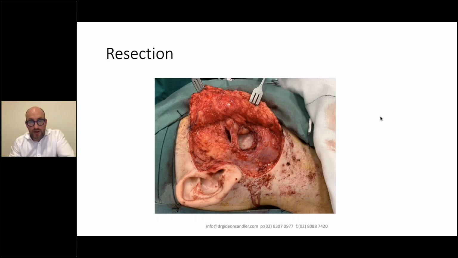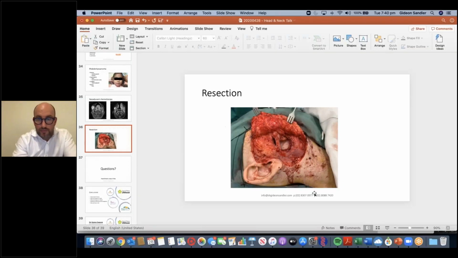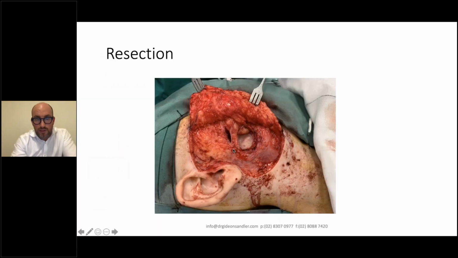This is the operative photograph. You can see the facial nerve, the buccal branches of the facial nerve here and here. There's one above and one below this structure here, which is the salivary duct of her parotid gland. We've removed the masseter muscle beneath it, and that white structure that you can see is her mandible.